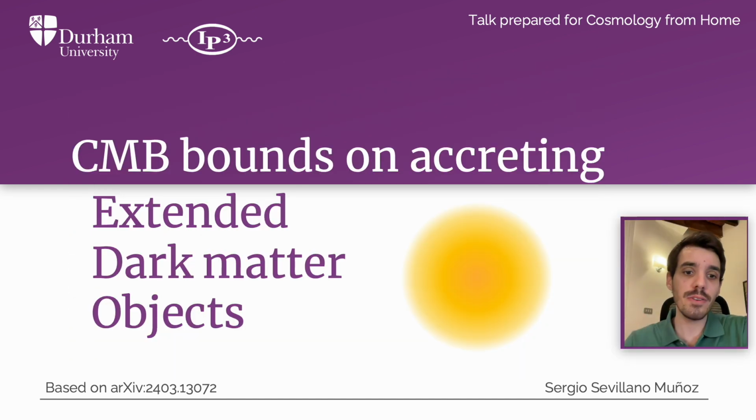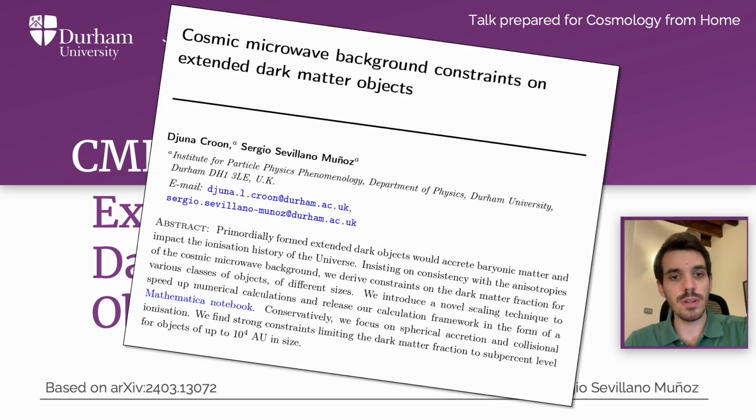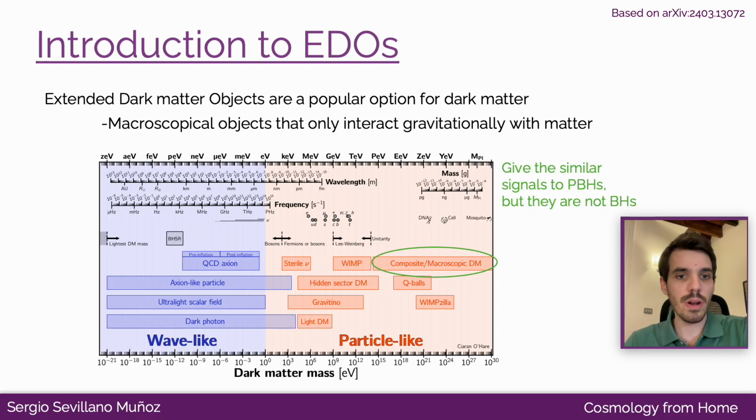And well, as probably you know, today I'm going to be talking about CMB bounds on accreting extended dark matter objects. This talk is based on my first paper in IEEE that I did with Juna Kroon and receives the same name. Now, in this project, what we are going to be doing is studying one of the quite popular candidates for dark matter.